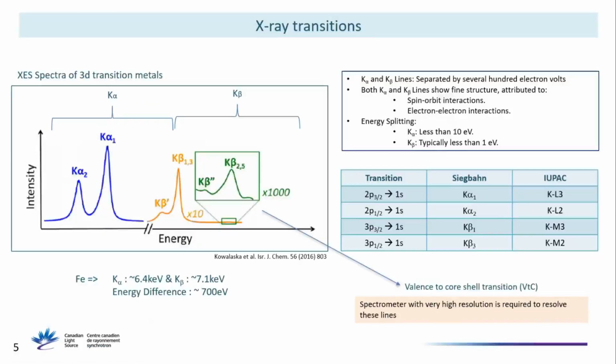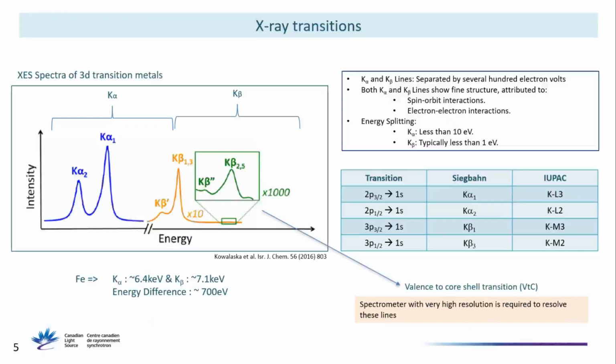Here is a typical X-ray emission spectrum of a 3d transition metal or lanthanide. You can see the K alpha and K beta are well separated; for example, for iron, they are separated by about 700 eV. So any detector capable of giving 100 to 150 eV resolution can easily resolve the K alpha and K beta lines. For example, silicon or germanium detectors can easily resolve these K alpha and K beta.